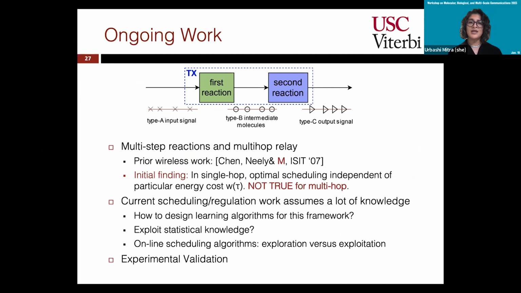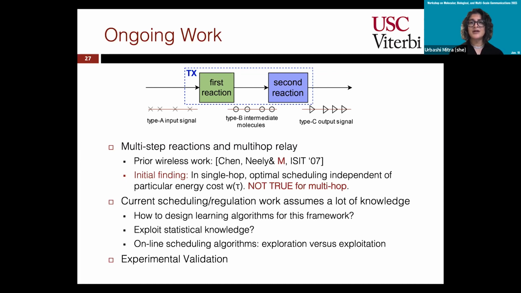We find that the way to adapt it is to think about multiple reactions. Our initial finding is rather significant, because before, in the single hop case, our optimal scheduling was completely independent of the particular energy cost function. I just needed convexity, but this is not true for the multi-hop case. So I actually need to know what that cost function is.